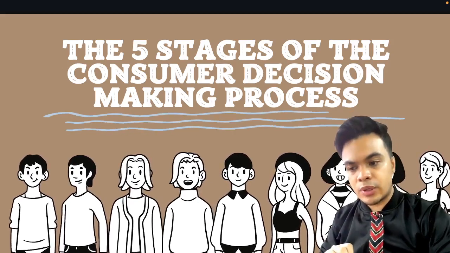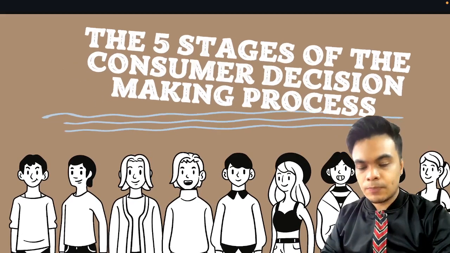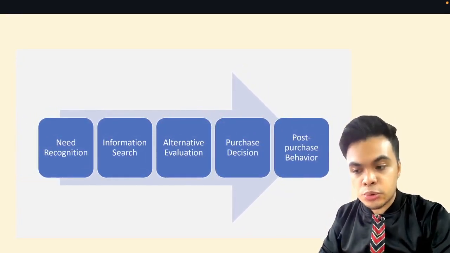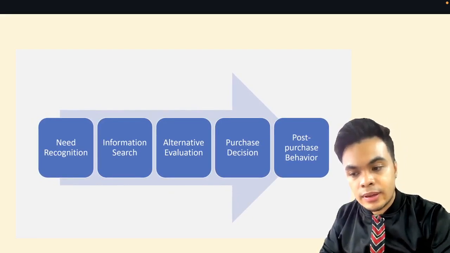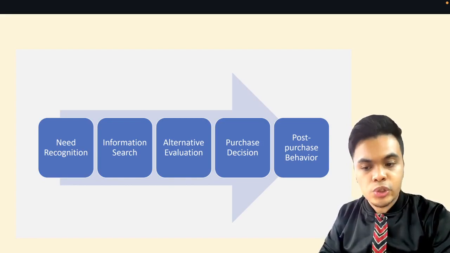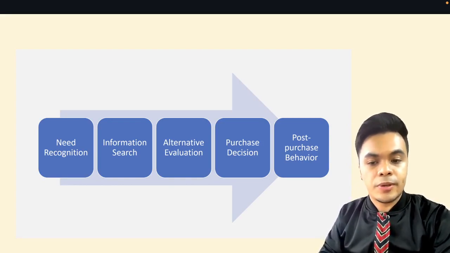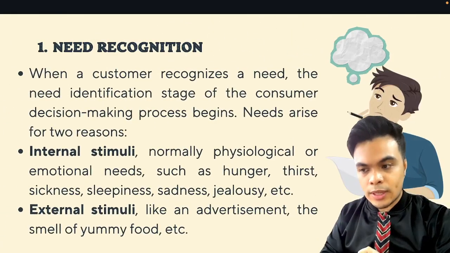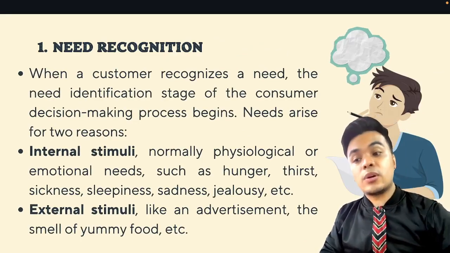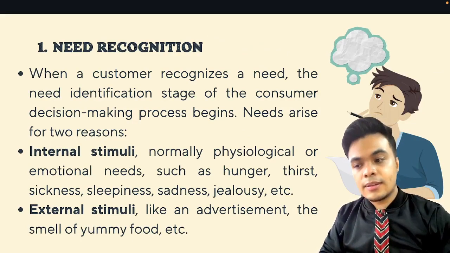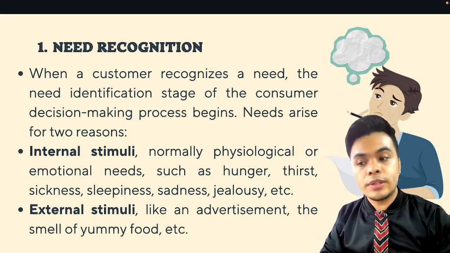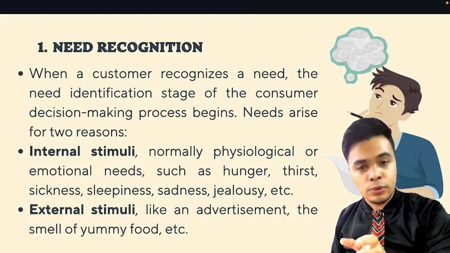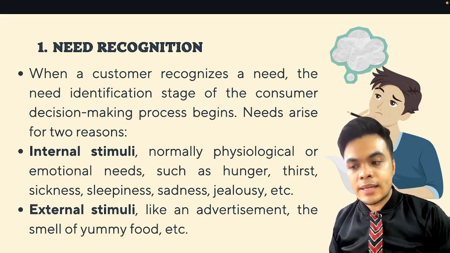So, the 5 stages of the consumer decision-making process. Again, our first step, right? Need recognition, followed by information search, then alternative evaluation, then we go to purchase decision, and the last step is the post-purchase behavior or evaluation. Starting with the first one, the need recognition. When a customer recognizes a need, the need identification stage of the consumer decision-making process begins. This is the first step. As they say, you need to do this first before you do the other steps. Need arises from 2 reasons.